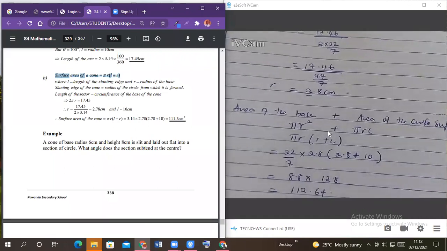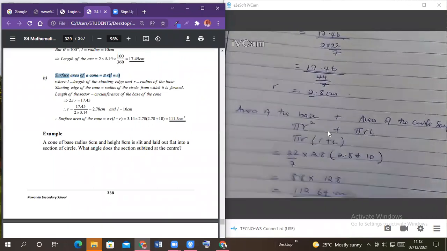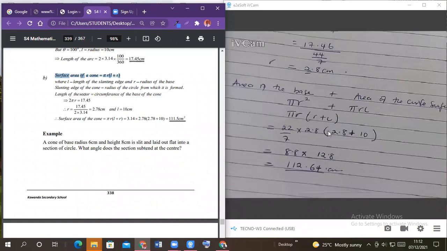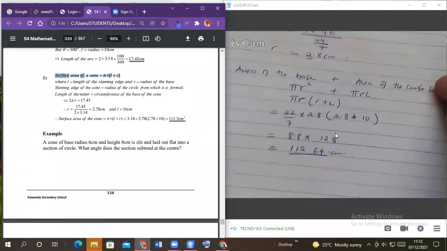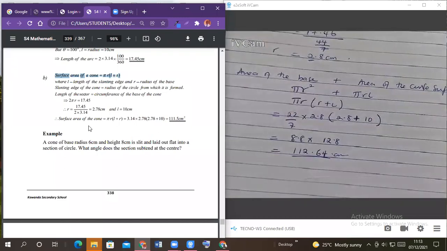So you get 112.64. That's what I'm getting, 112.64. There are changes in our answer because of the value we have used, which is 22 over 7. But when you use 3.14, you get the same answer. All right, so that is the first question that you have.